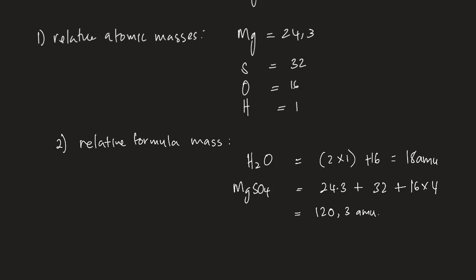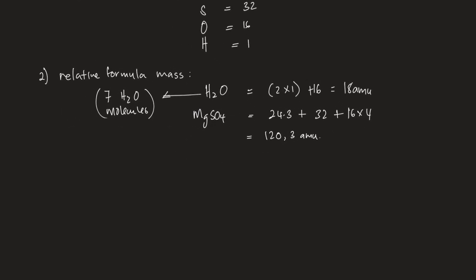So your relative formula mass of the water is currently 18 AMU, but you have 7 H2O molecules. Okay, so don't forget that. So your actual relative formula mass of your water is going to be 18 times 7, and that should give you 126 AMU. So in this whole situation here, your mass of your compound or your salt is 120.3, and your mass of your water is 126 AMU.